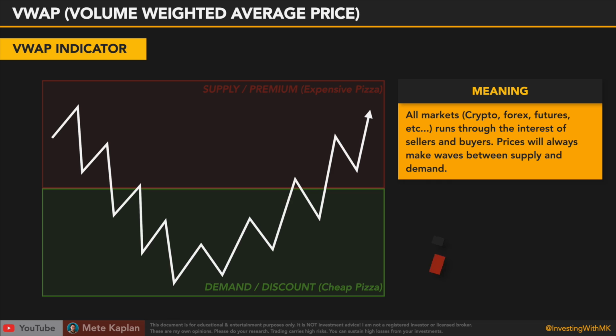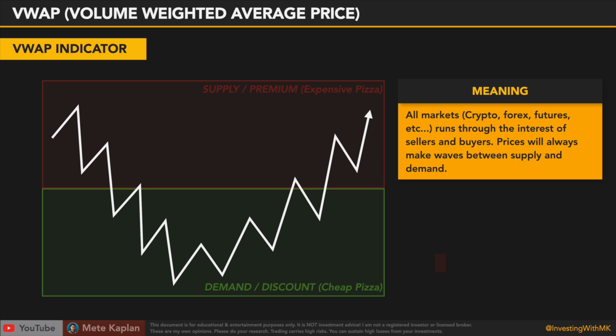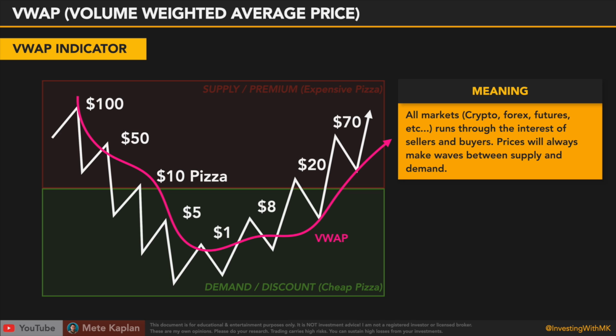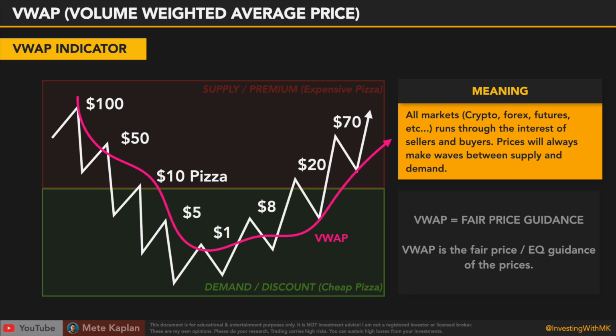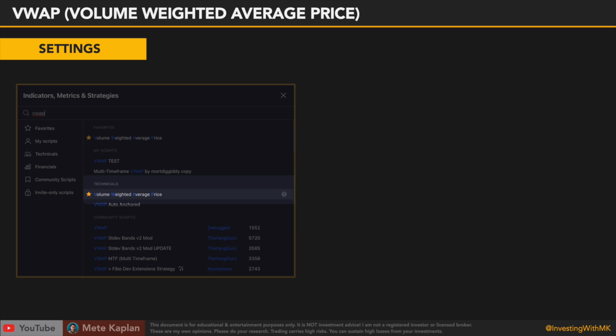Finally, VWAP. Did you skip the Economy 101? I bet most of you did. However, I still strongly suggest you watch it. So, what VWAP does for us is simply guide us through supply and demand. It is not a buy and sell indicator. It is a simple, fair price guidance indicator. While the price moves between supply and demand, scalpers ride the waves under or over VWAP, taking small entries and exits quickly as much as possible. There are many VWAP indicators out there. Normally, it should be the same, because it has a single volume formula.